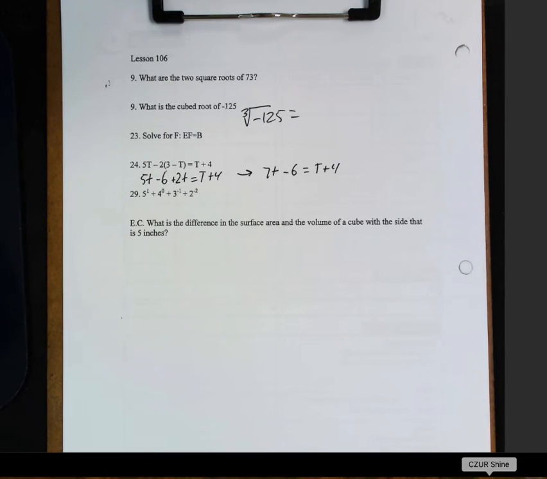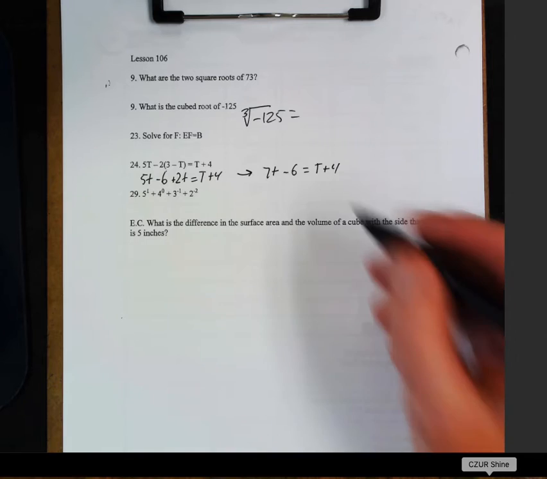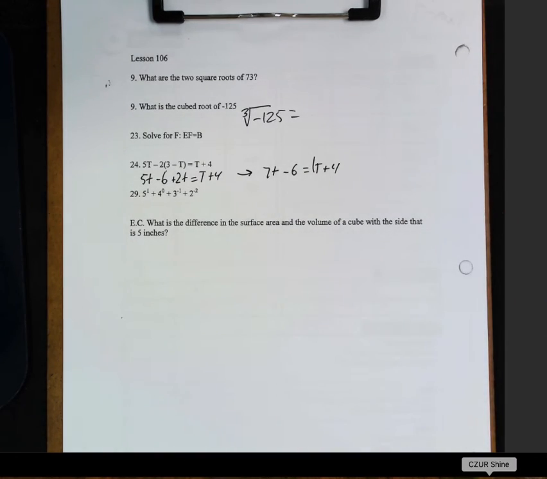What kind of T do you have on the right? A positive T. How many T's on the right? 1 T. How do you get rid of 1 T? You subtract 1 T. If you're subtracting 1 T on the right, subtract 1 T on the left. Okay, now you do the math. Now you're left with that, guys.